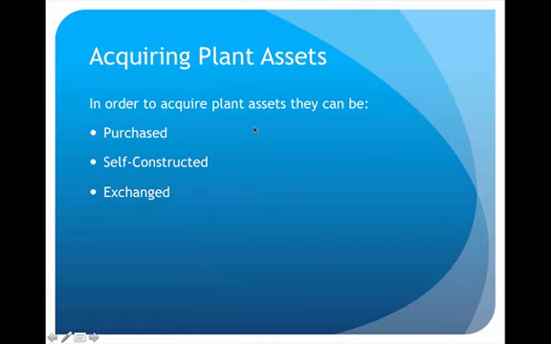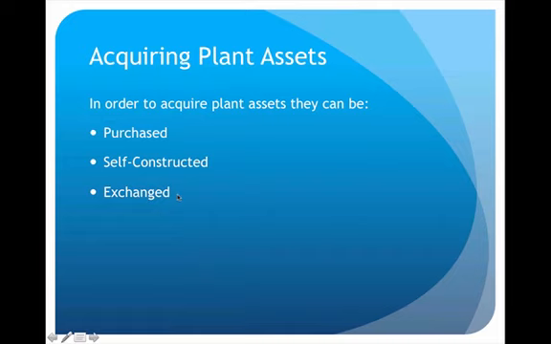The most obvious would be to simply purchase a plant asset. That's very common. But it's also possible to have what we call self-constructed assets, and these are assets that we build ourselves. Or it's possible to exchange an asset or to have a trade. So we might purchase the asset, we might build it ourselves, or we might trade for it. Those are really the three possibilities.